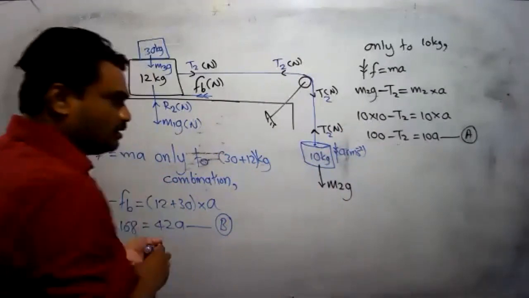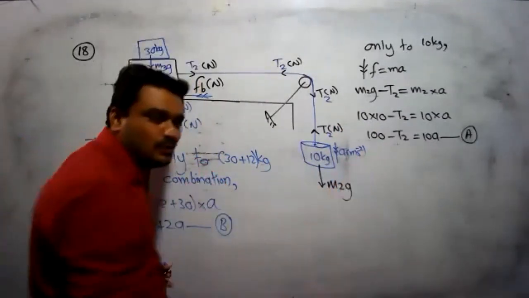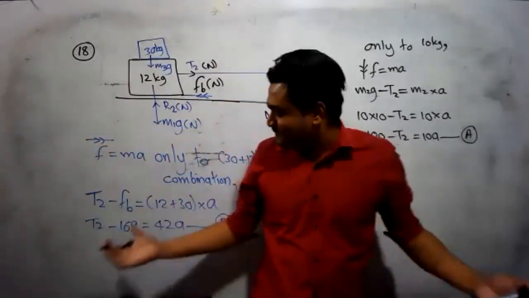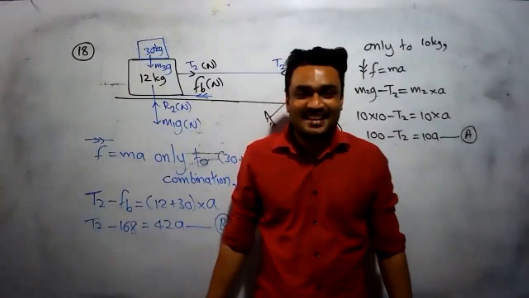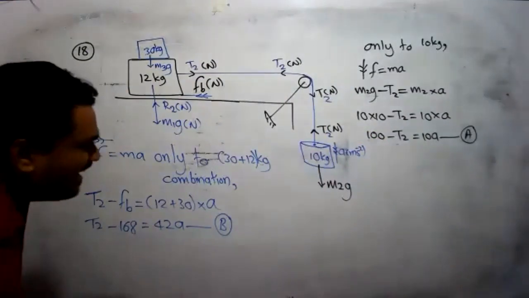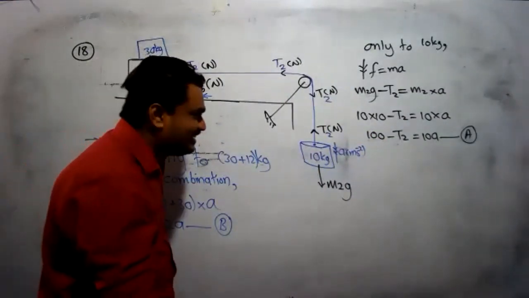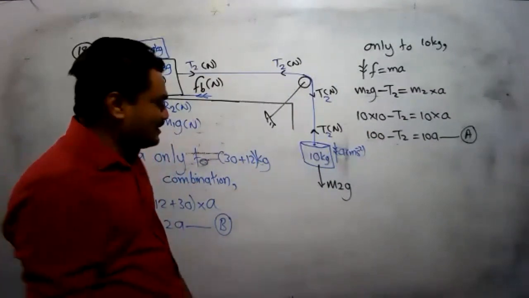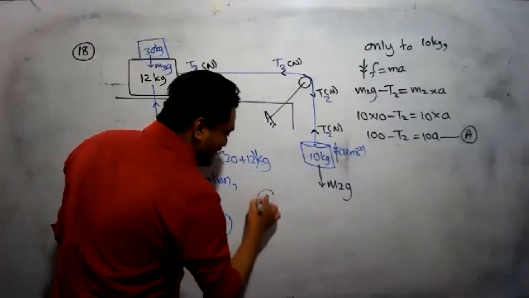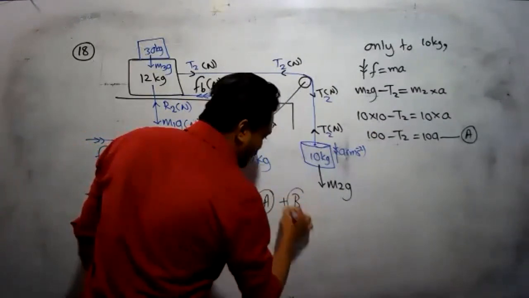Right. So what should we do next? Yanapute, what should we do next? We should add them. We should add both the equations, A and B. You are very good. So let's add the A and B equations.